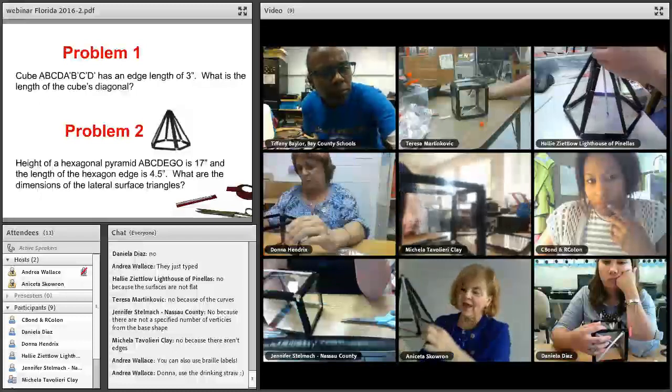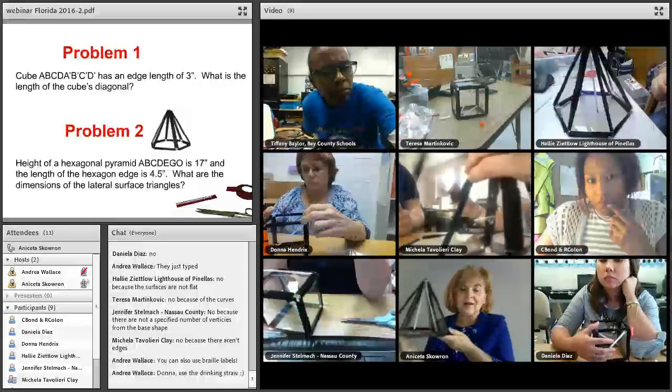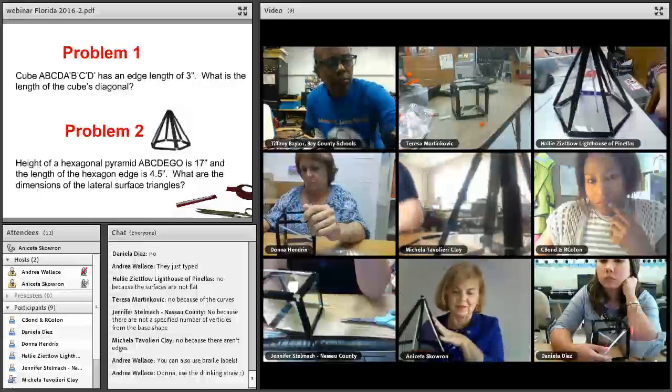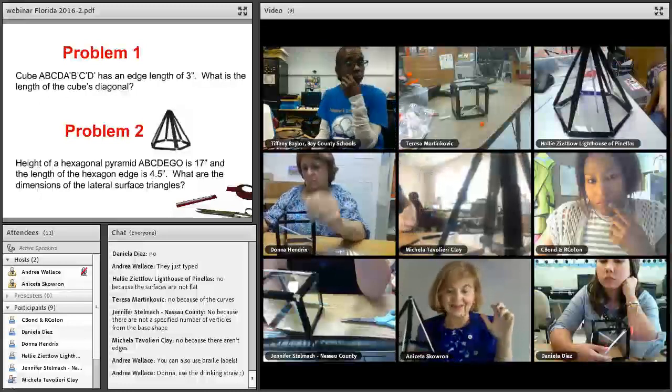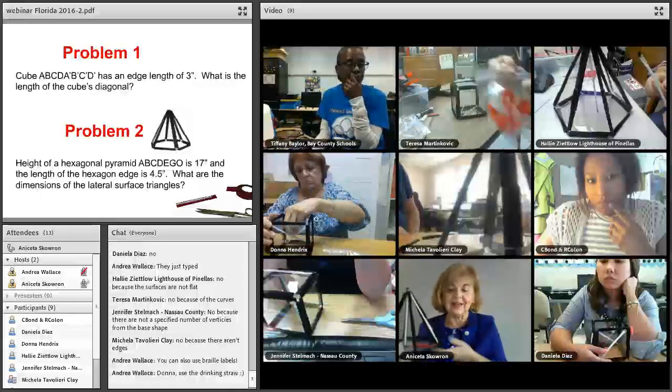And from the edge, you can also calculate the height of the triangle. So the idea here is not so much the steps to calculate and get this mathematically, but to actually get the idea of how to build it and how to show it, right?